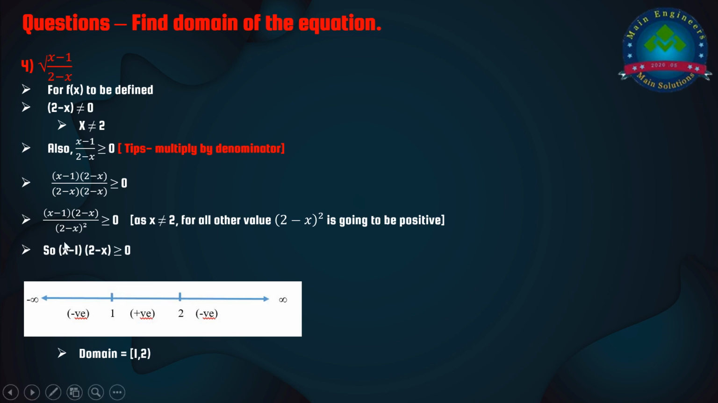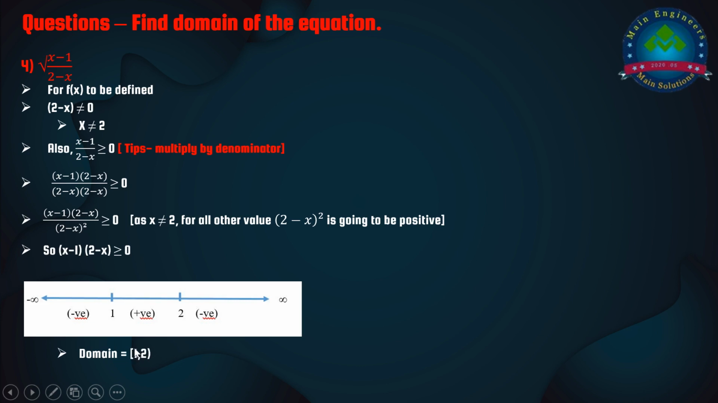Again, take any number from this region, from 2 to infinity. Let's take 4. So 4 minus 1 is equal to 3, 2 minus 4 is equal to minus 2. So minus 2 into 3 is equal to minus 6, which is not greater than or equals to 0. So for this reason also, we will get all negative values. That means for this reason as well, the equation is not valid. So our equation is valid only for this region.